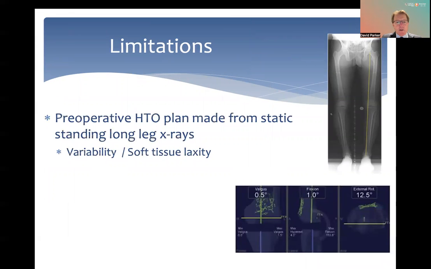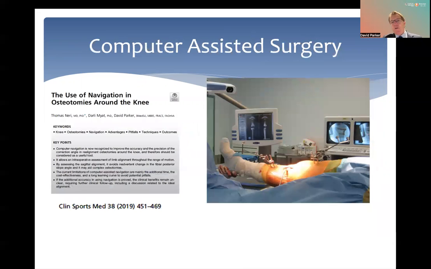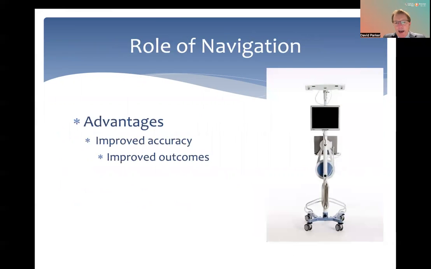But there are limitations. So preoperative osteotomy plan is made from static long leg x-rays. There can be variability, there can be soft tissue laxity, and they don't incorporate the dynamic alignment of the knee or the patient-specific anatomy. So a long time ago, I realized that there were these limitations, and therefore I started looking at using computer navigation for osteotomies, as I was already doing with total knee replacements. And ever since about 2006, I've used navigation for my osteotomies, and we've published on this. So I felt that it would be more accurate, it would probably improve outcomes.